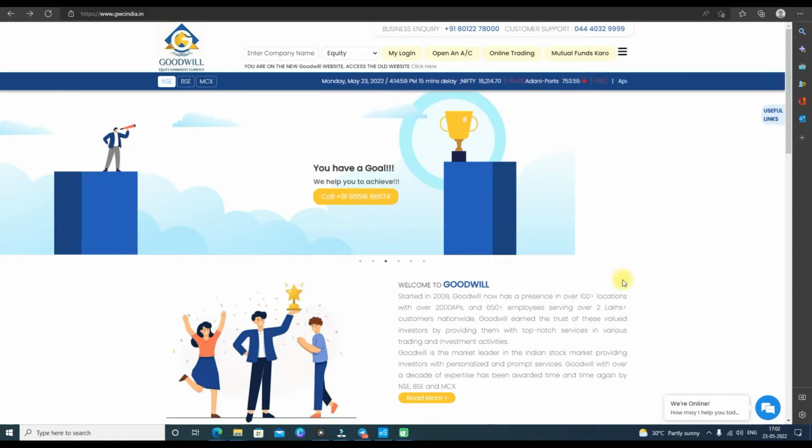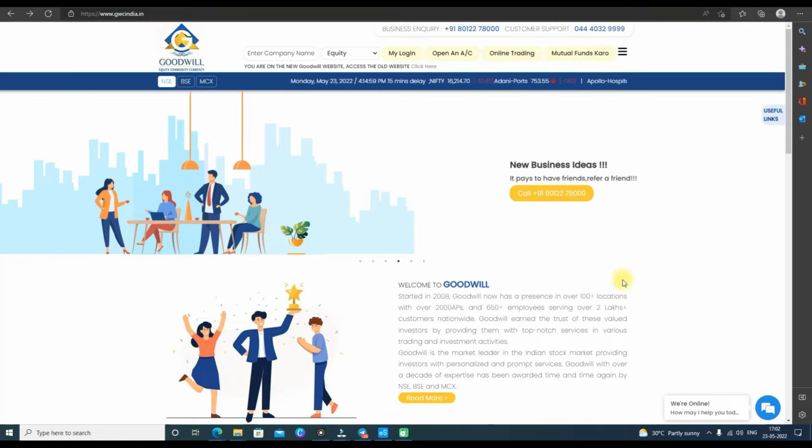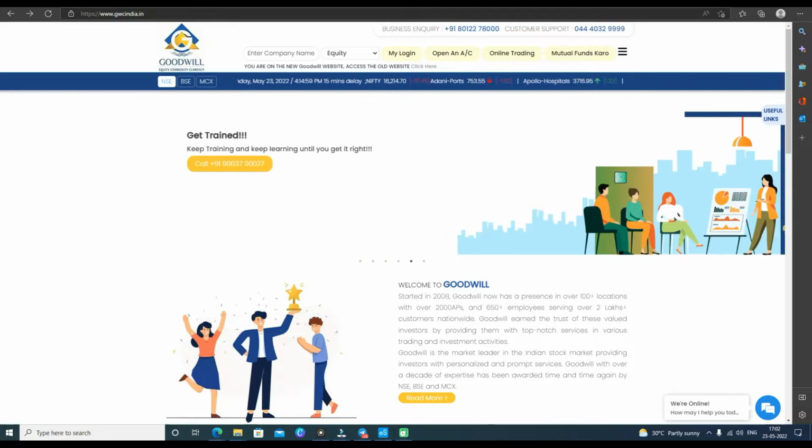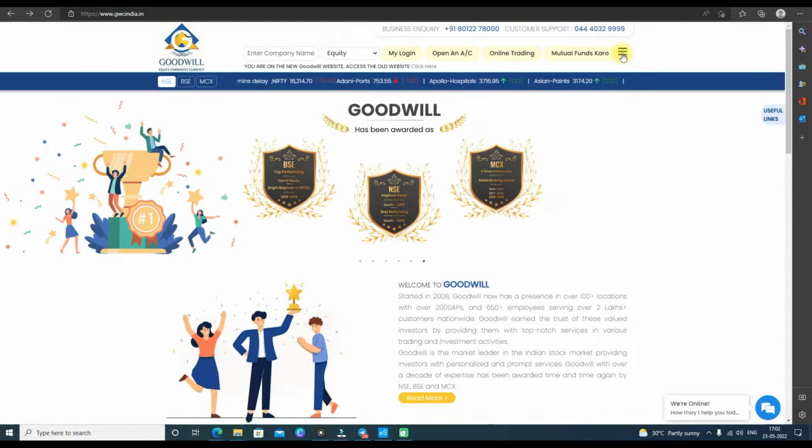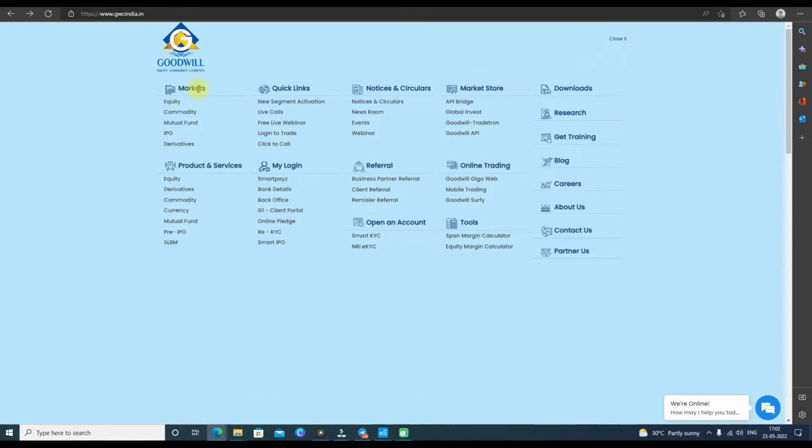Good evening. Today we will be analyzing the Nifty 50 market via the Goodwill Wealth Management website. First, we will have to type in the URL, www.gwcindia.in. After that, we will have to click on these three horizontal bars, go to the market segment and click on the equity option.